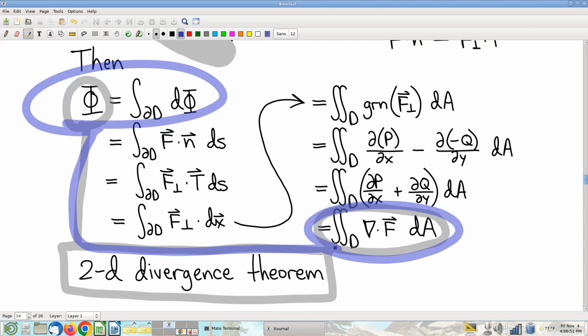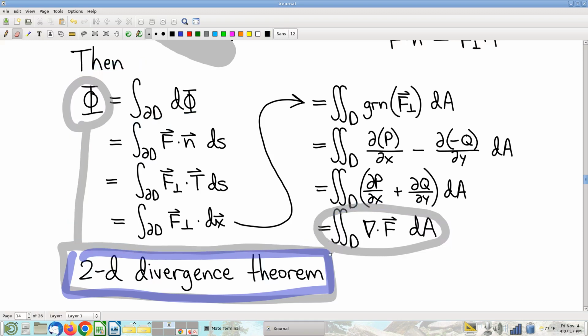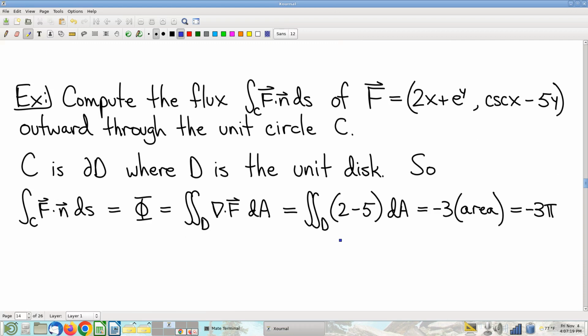And for whatever it's worth, this is our first glimpse of the divergence theorem. This is the two-dimensional version of the divergence theorem. There's a three-dimensional version that we're going to talk about later in Chapter 7. Divergence theorem: boundary flux computed as an interior integral of divergence. Everybody happy? Okay. Alrighty. Okay, let's see an example.